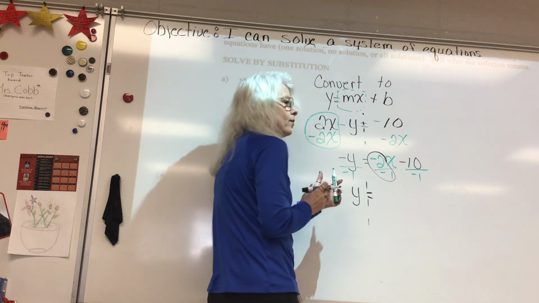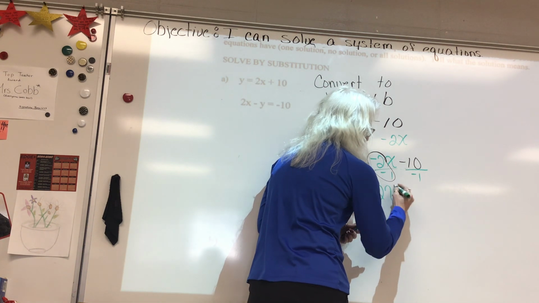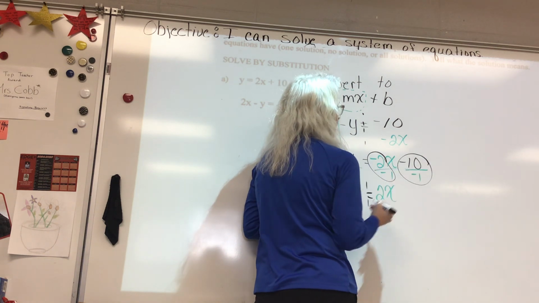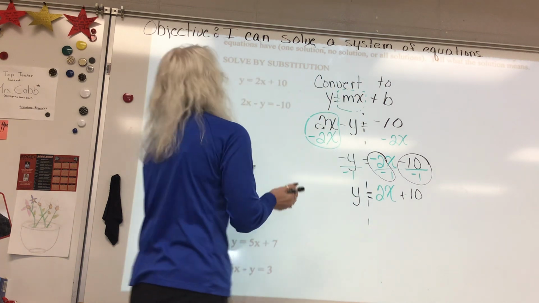Negative 2 divided by negative 1 is positive 2. Make sure you bring the x with it. Negative 10 divided by negative 1 is positive 10.